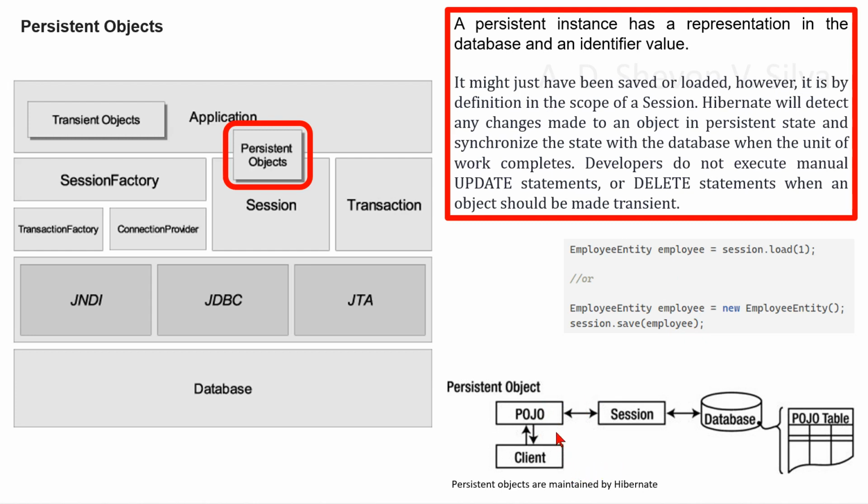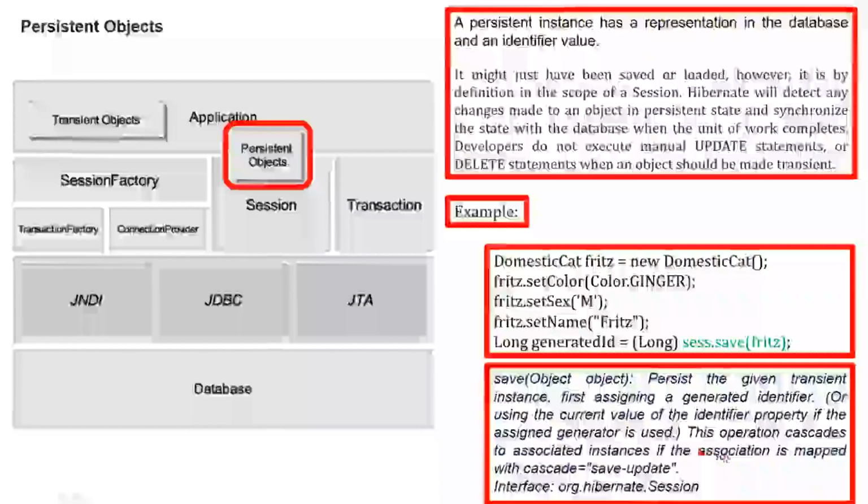Here the client interacts with the Pojo. The Pojo interacts with the session, which interacts with the database. Here you can see the database interacts with the Pojo table here. As an example, we can consider this code segment.